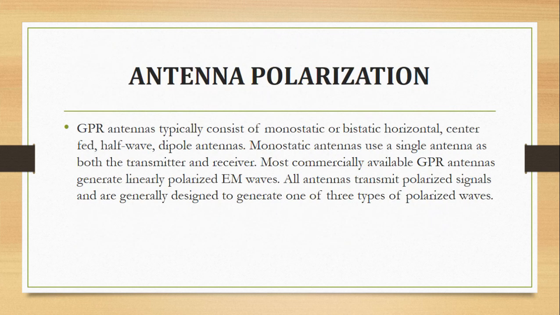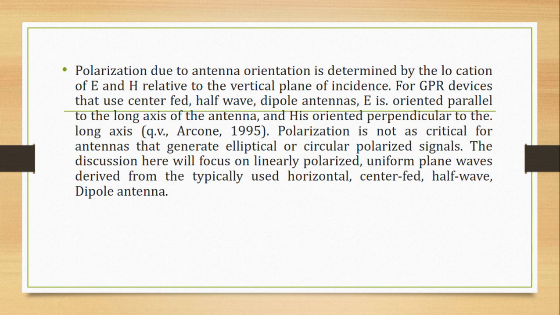Antenna polarization. GPR antennas typically consist of monostatic or bistatic horizontal center-fed half-wave dipole antennas. Monostatic antennas use a single antenna as both the transmitter and receiver. Most commercially available GPR antennas generate linearly polarized EM waves.